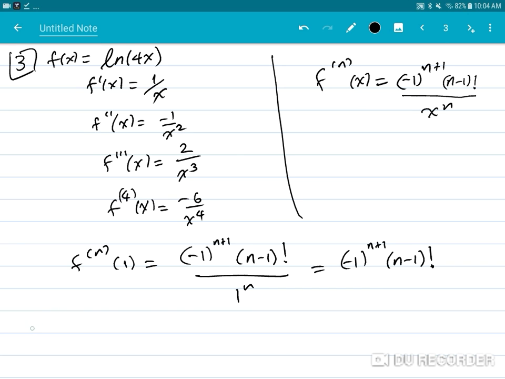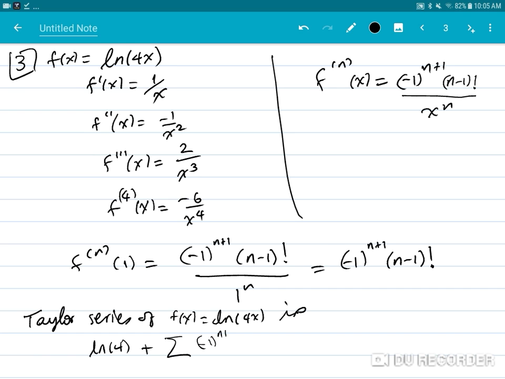So then the Taylor series expansion of f of x is f of 1, which is natural log of 4, plus the sum of minus 1 to the power of n plus 1 times n minus 1 factorial over n factorial, that is the nth derivative at 1, times (x minus 1) to the power of n, n from 1 to infinity.